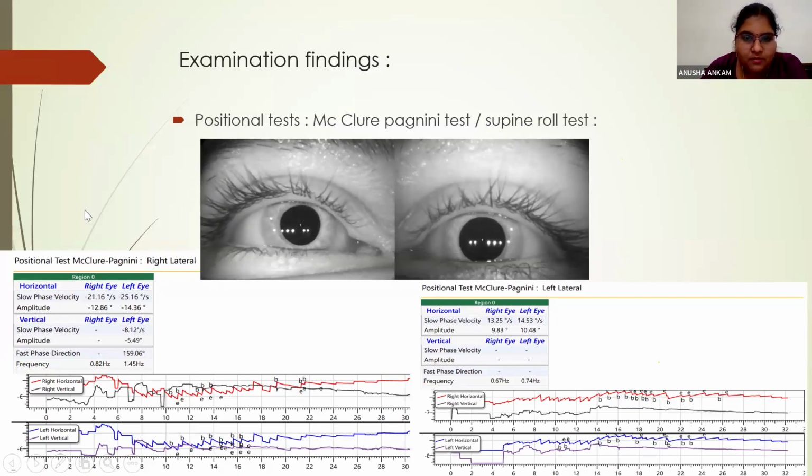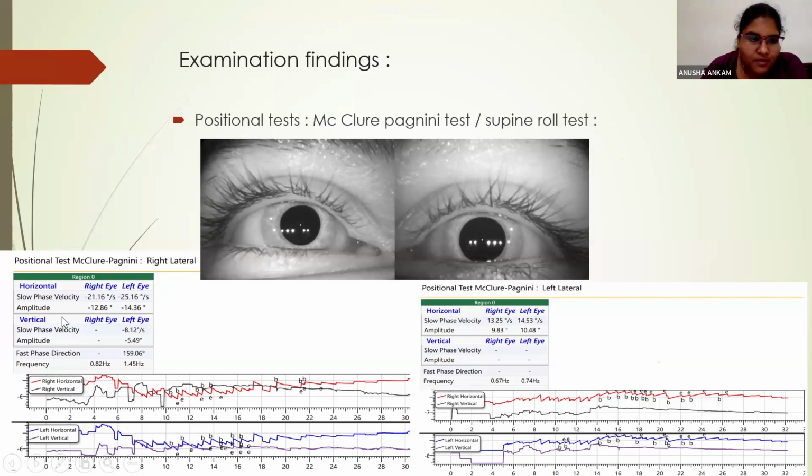To find out the side of involvement of the horizontal canal, generally this nystagmus is right beating on right lateral and left beating on left lateral. It is canalolithiasis of the horizontal semicircular canal. The side of involvement will be determined by the more intense nystagmus; the side where it is more intense is considered the side of involvement of the horizontal canal. So here, looking at the nystagmus with the naked eye, we couldn't find out which side is more intense.